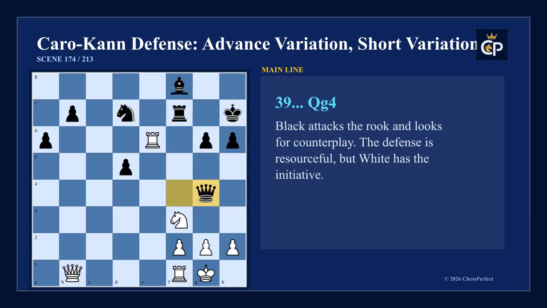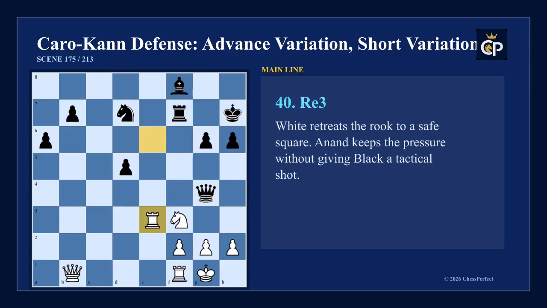Queen g4. Black attacks the rook and looks for counterplay. The defense is resourceful, but white has the initiative. Rook e3. White retreats the rook to a safe square. Anand keeps the pressure without giving black a tactical shot.